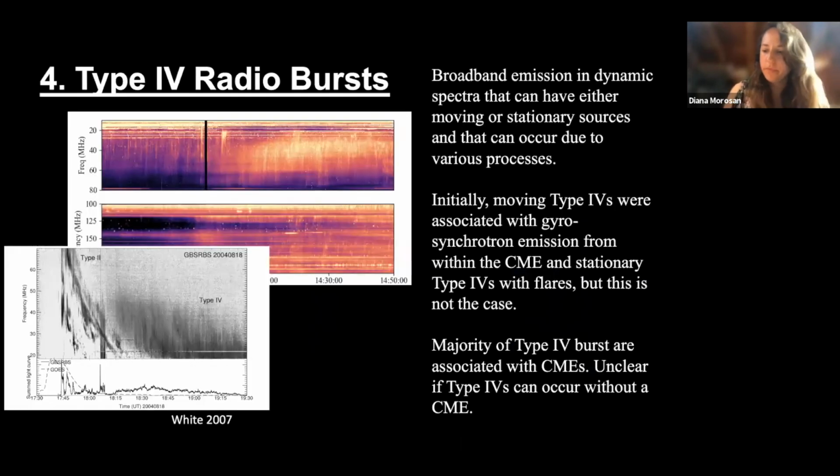Okay, this brings me to type 4 radio bursts.